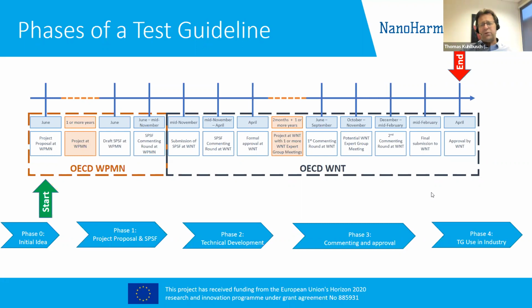Yes, the first point is always the initial idea. The initial idea can come from scientists, from regulatory needs, from all the different areas. So we have a phase 0, the initial idea. Then at a certain point in time, there's a decision that it is worth going towards a test guideline, a guidance document, towards harmonization and standardization. This leads to what we call phase 1, the actual project proposal, which can be submitted to the WPMN or directly, an SPSF if I'm not mistaken, to the WNT. Then you have an agreement on whether this is accepted or not.